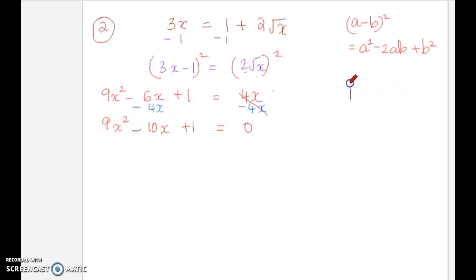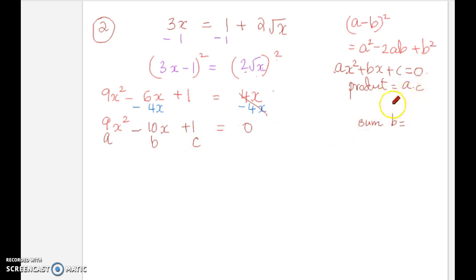We have to find two numbers whose product is, if you have an equation of the form ax square plus bx plus c is equal to 0, you have to find two numbers whose product is of the form a times c and sum is of the form b. So in this equation, this is our a, this is our b, this is our c.